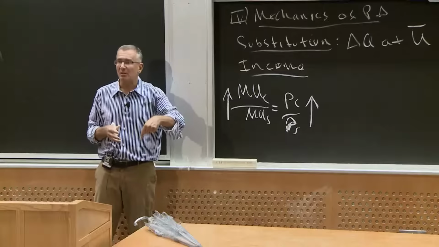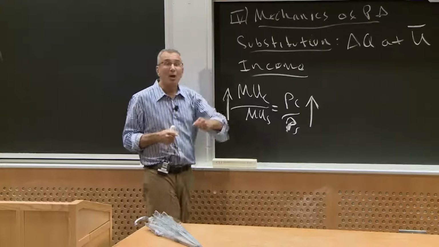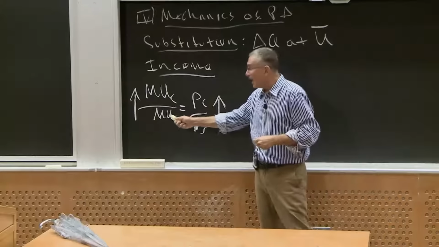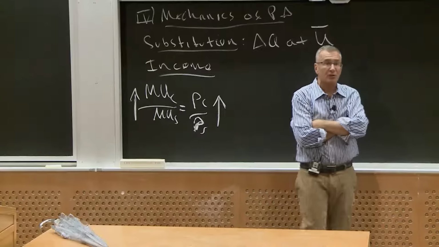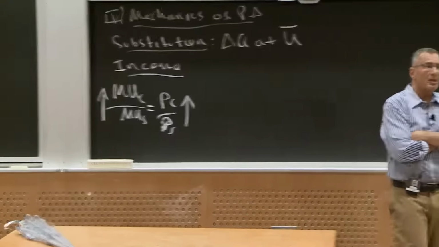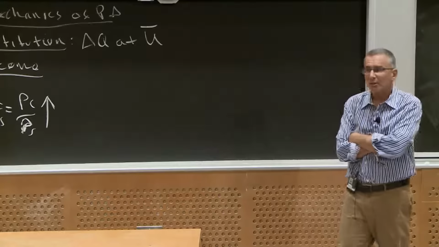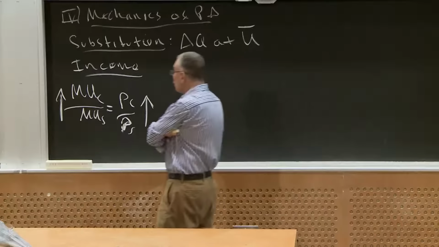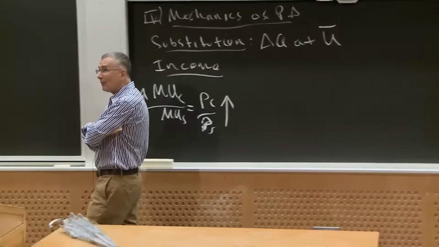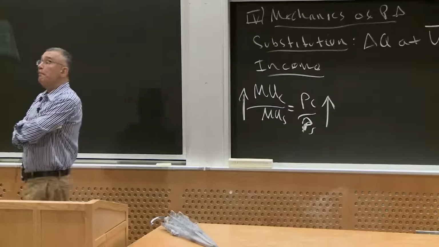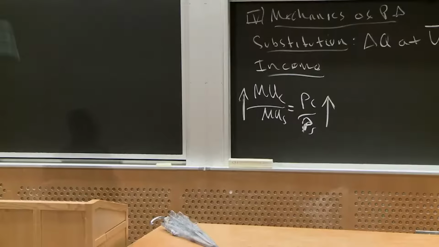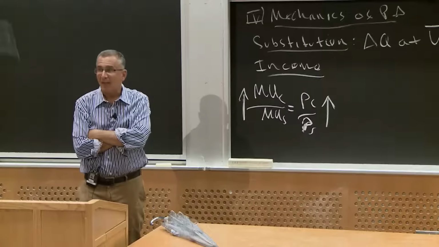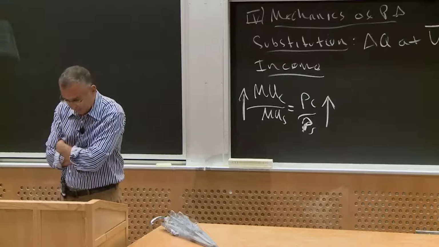It lowers it. So by shifting from cookies to slices, you raise the ratio of marginal utilities. You raise the numerator and lower the denominator through that shift. So if you're going to be tangent and you're going to have a higher price ratio, you must have fewer cookies and more slices, by definition. And that's the proof that substitution effects are negative.